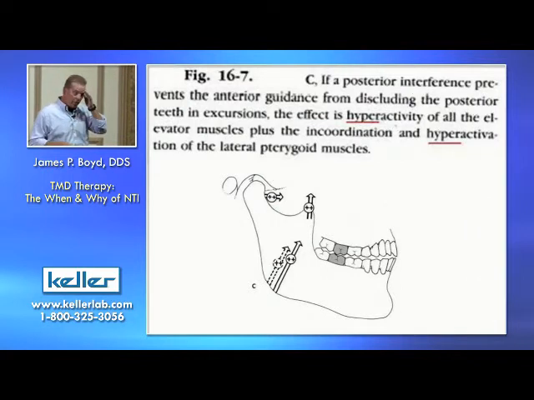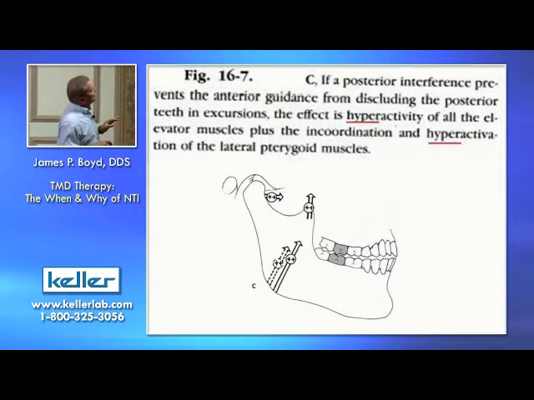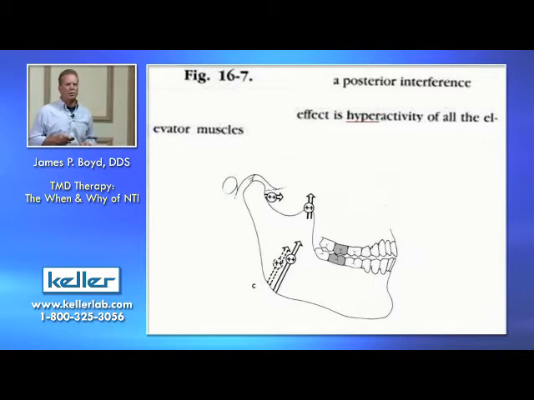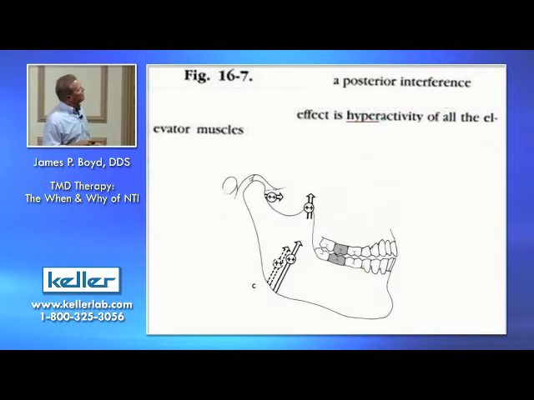This comes from a textbook. So if you were to take out the words that don't mean anything right now, this tells us, and we all grew up reading these textbooks and assuming that's got to be true, but you're not kind of sure why it's true. It seems weird. A posterior interference's effect is hyperactivity of all of the elevator muscles. A posterior interference, its effect is hyperactivity of the elevator muscles.